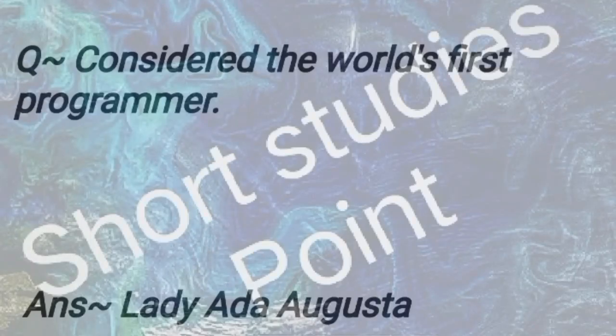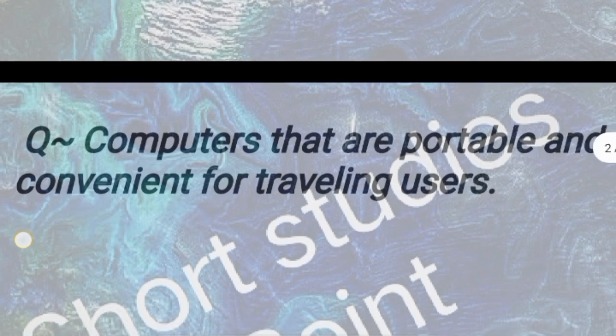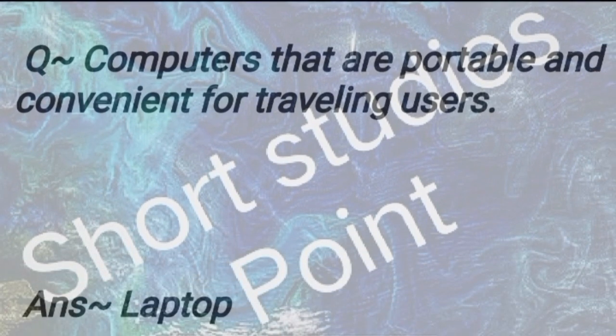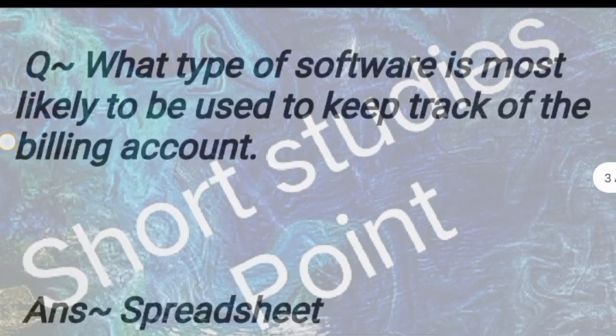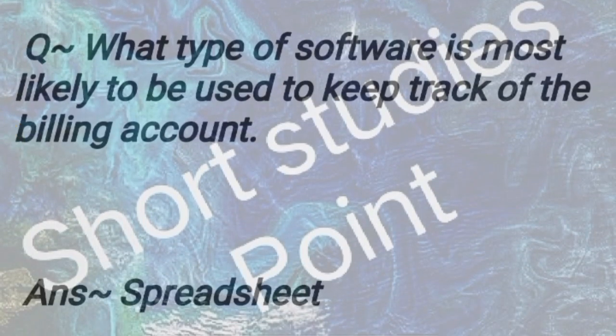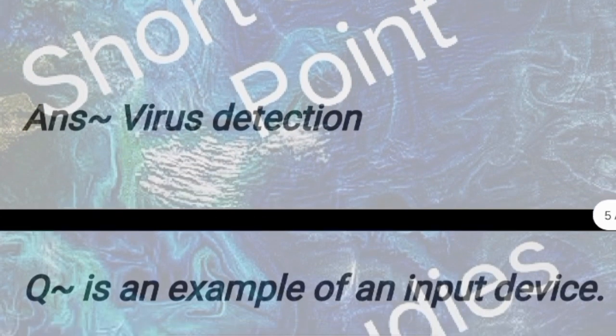Third, the world's first programmer. Answer: Lady Ada Augusta. Next question: computers that are portable and convenient for traveling users. Answer: laptop. Next question: what type of software is most likely to be used to keep track of the billing account? Answer: spreadsheet. Next question: all the terms below are related to spreadsheet software except dash. Answer: virus detection.